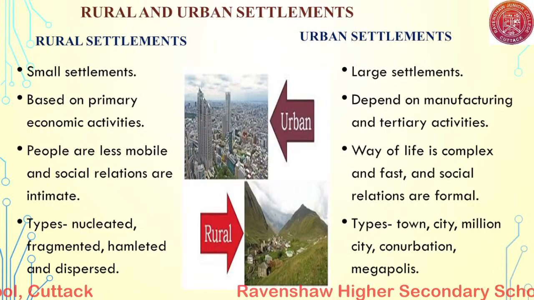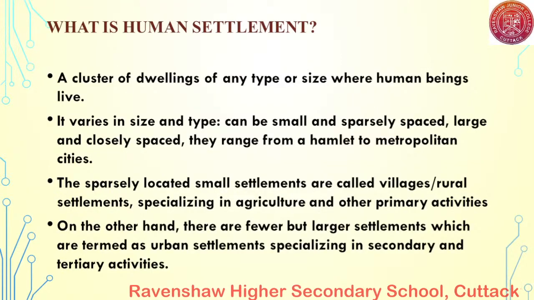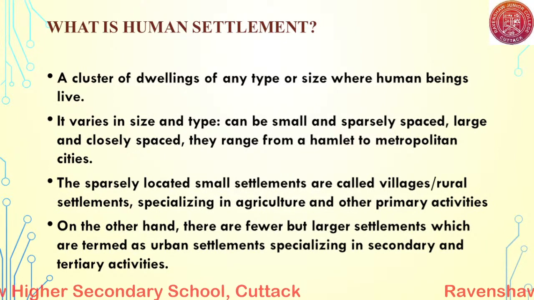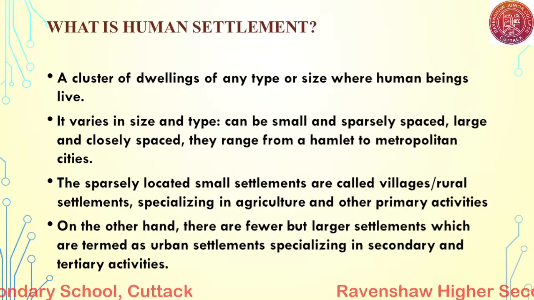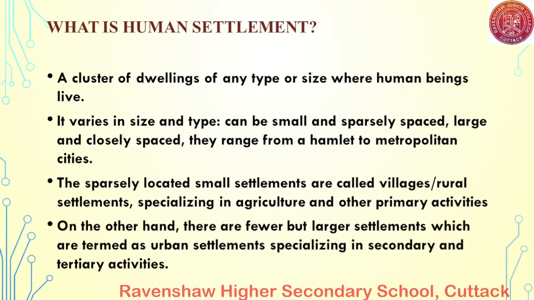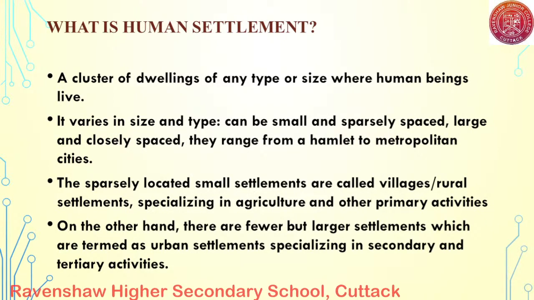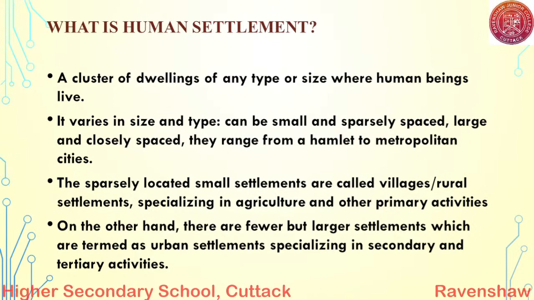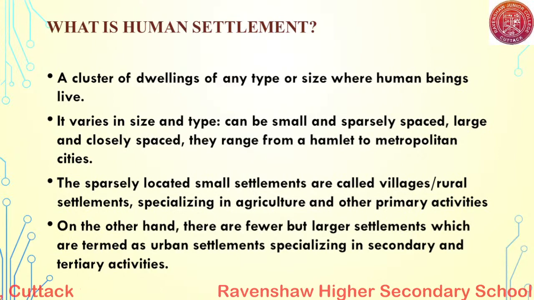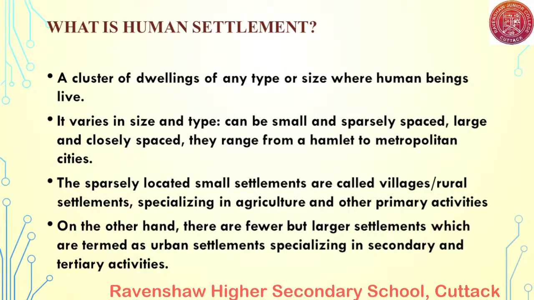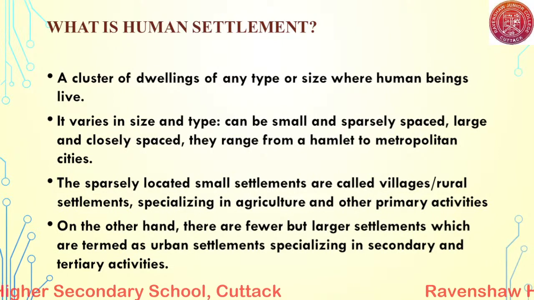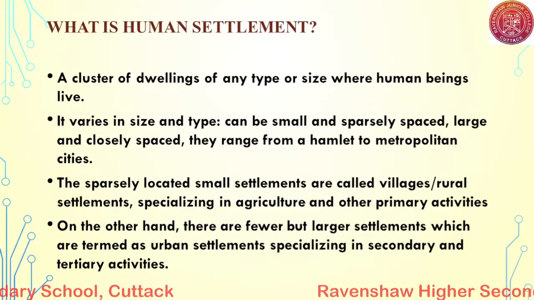The sparsely located small settlements are called villages, hamlets or rural settlements, and the rural settlements are mainly specialized in agriculture and other primary activities. On the other hand, the fewer settlements which are very large in size are called urban settlements, and urban settlements are specialized in secondary activities and tertiary activities.